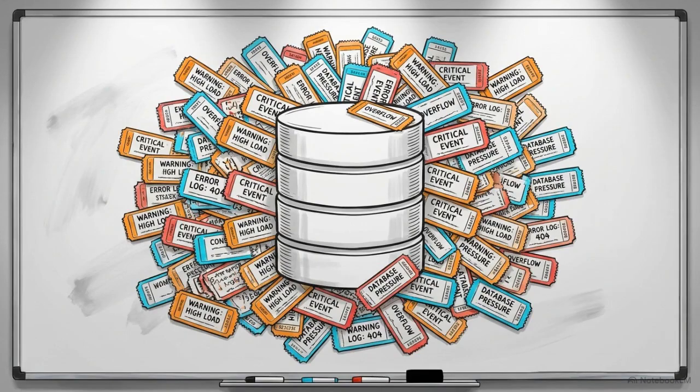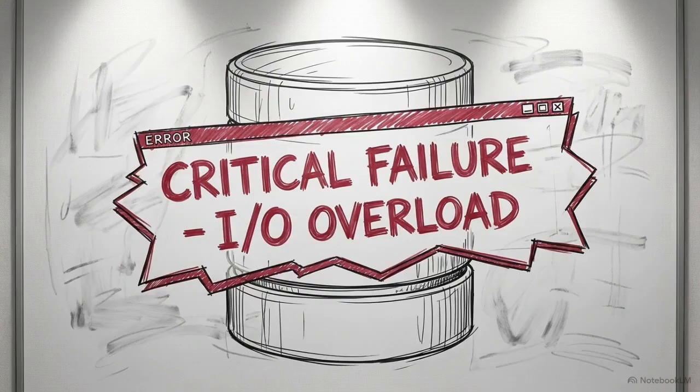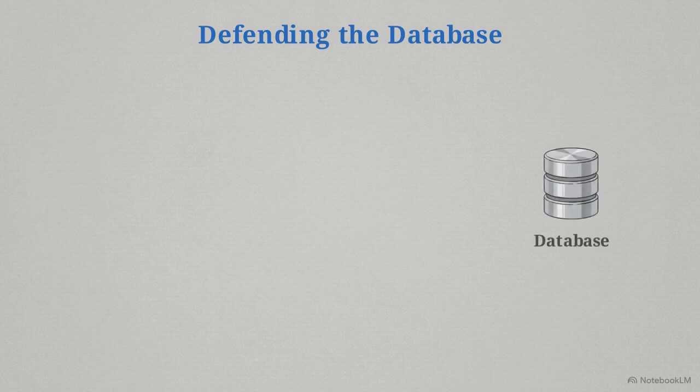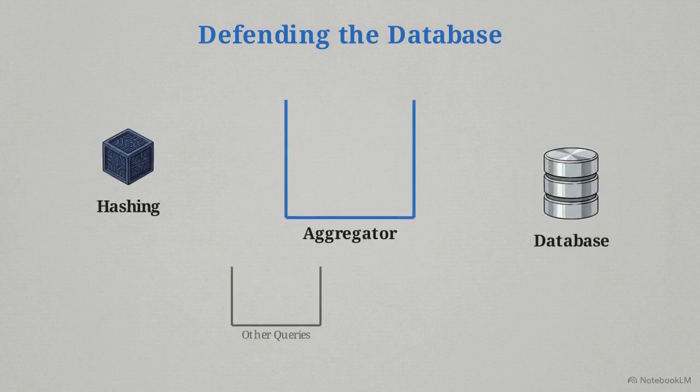Pushing these millions of raw, individual log entries directly into a storage database would trigger extreme input-output operations per second. The sheer volume of concurrent writes would crash the database. We defend the database by placing a hashing and aggregation layer in front of it.